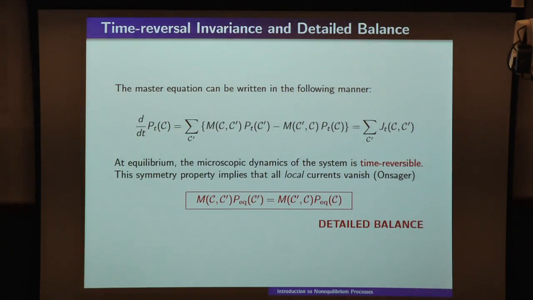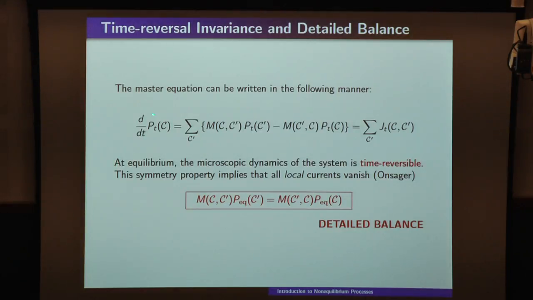Okay, so let's forget about history and let's talk about something even more important than global balance. This is detailed balance. You can just rewrite the master equation in this form, expressing local exchanges between two configurations C and C prime. So you can say that the rate of change of the probability of being in configuration C at time t is the sum of all local currents that couple configuration C with any other configuration C prime. So just local 2x2 exchanges.